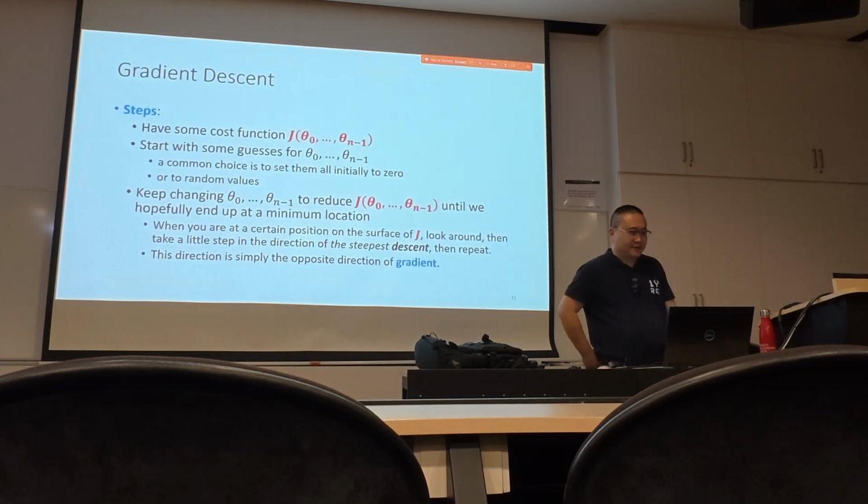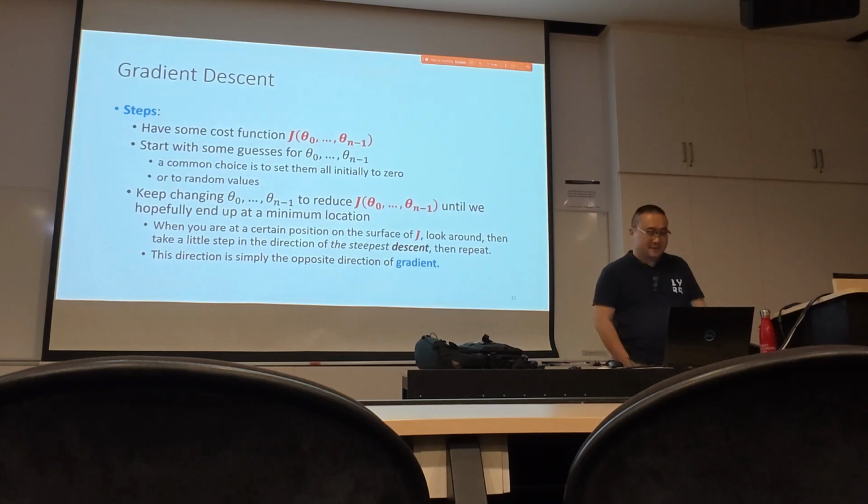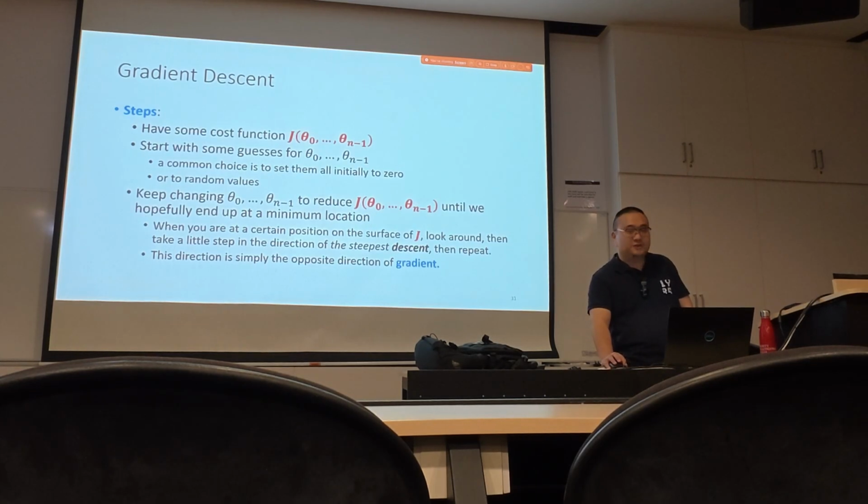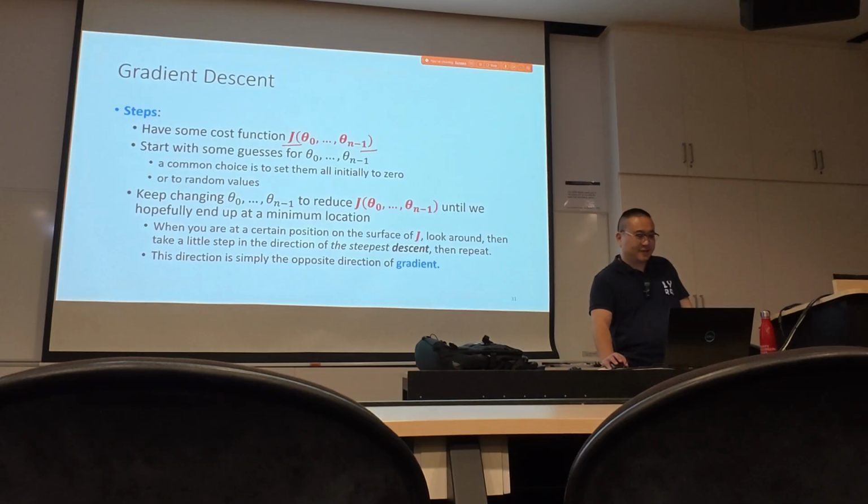And here's the basic idea of gradient descent. At the beginning, we have the definition of the cost function. The cost function can be cross entropy for image recognition, or the mean squared error, etc. We have a lot of choices for the cost function, by just giving a cost function, J, and also given the model parameters, theta 0 to theta n minus 1.